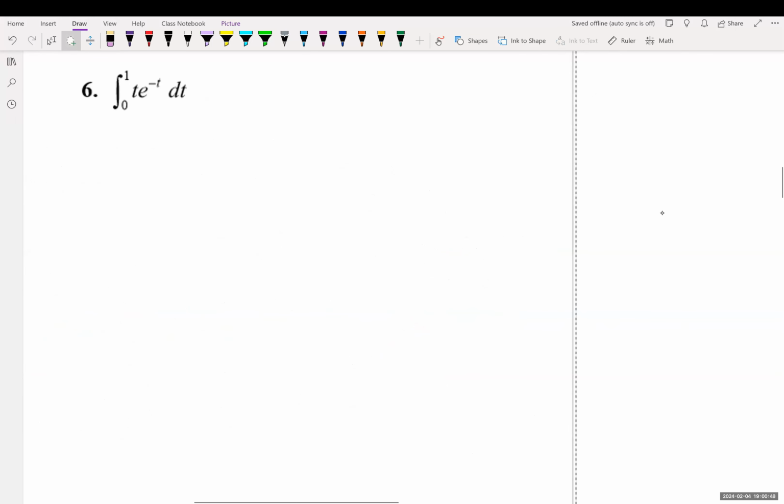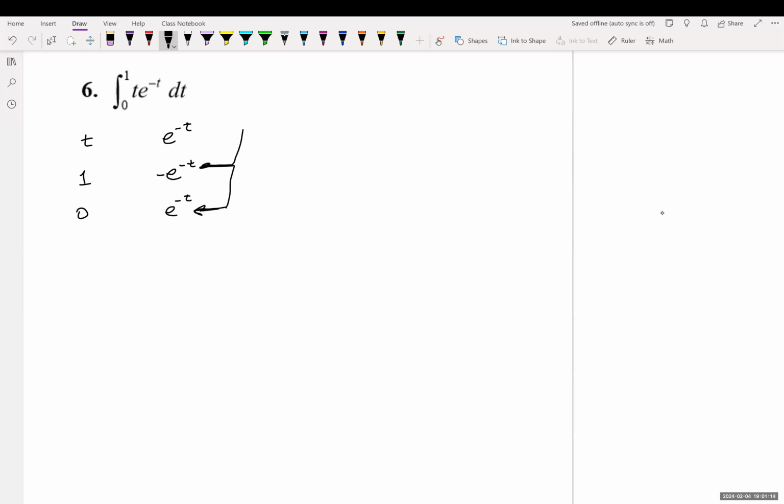Number 6, the integral from 0 to 1 of t e to the negative t. We could do this directly, but this one we can also do with a tabular method, because if we let u equal t, when we take repeated derivatives, it eventually goes to 0. And if we take e to the negative t and we take the antiderivative of that, we get something like this over and over again, right? If I take the derivative of this guy, I get that. And if I take the derivative of that, I get that. So I think we should be in good shape.